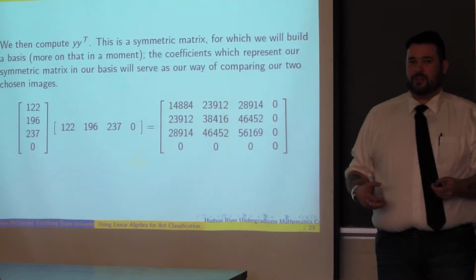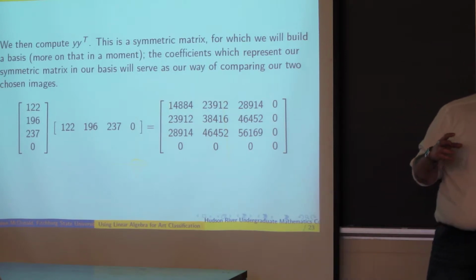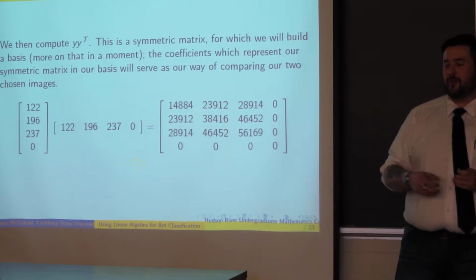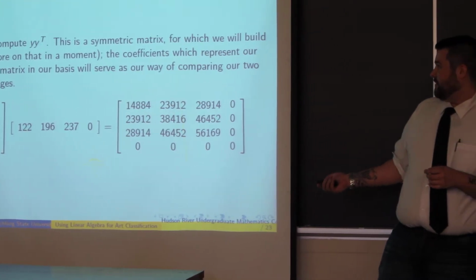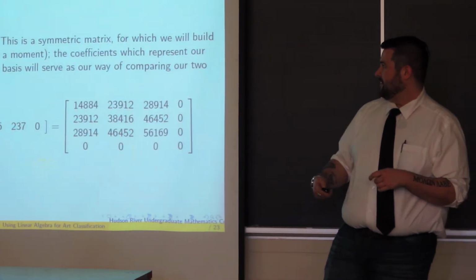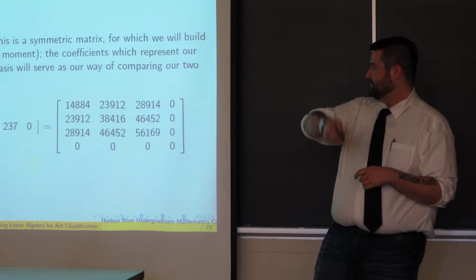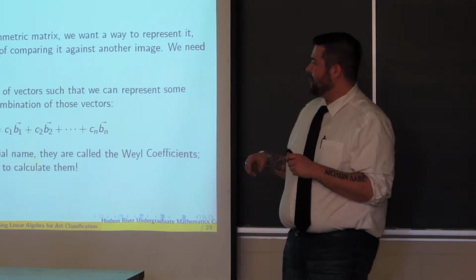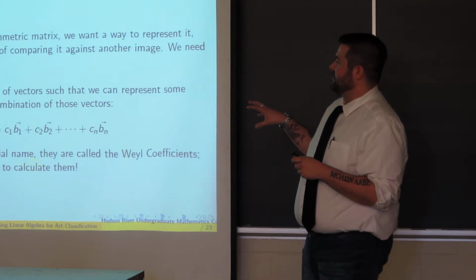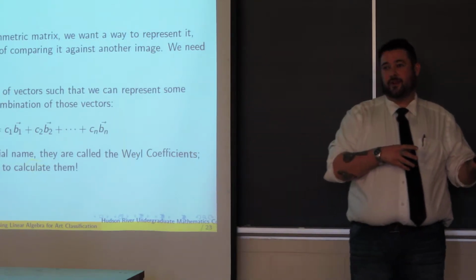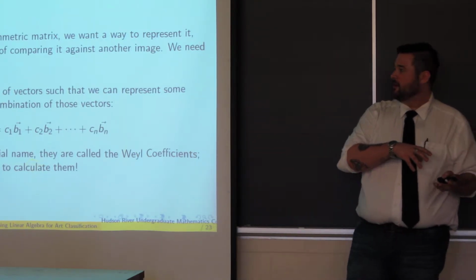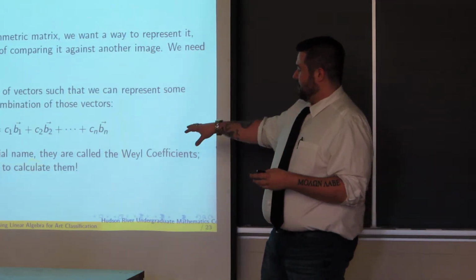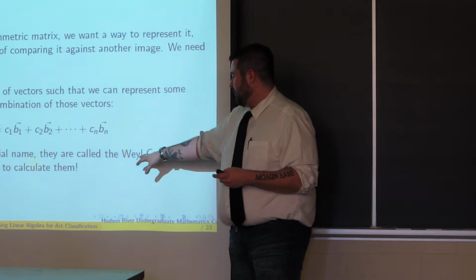So what we're going to do with this is take this matrix and represent it through a basis of other symmetric matrices. We're going to take those coefficients and we're going to talk about them. So we have a symmetric matrix, and we have, in theory, another one from another piece of art we're comparing, and we're going to represent them through a basis. And our special coefficients for this basis are the Weil coefficients.